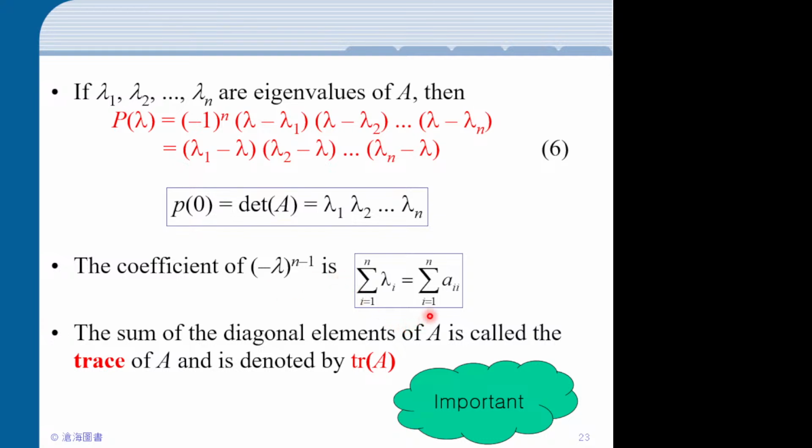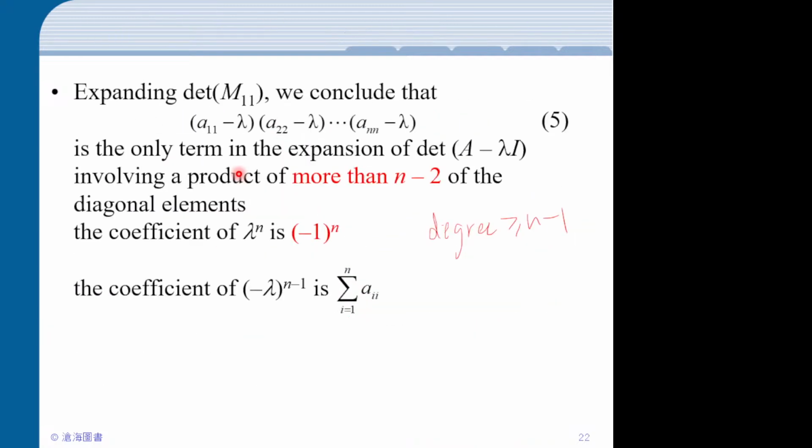So the sum of all eigenvalues will equal, and this is actually a very easy thing to calculate, the trace of A. It's just the sum of the diagonal terms. It's called the trace of A. Just adding all diagonal terms together, it's very easy to calculate, much easier than calculating the determinant. But if you calculate the determinant, then you can get something else.